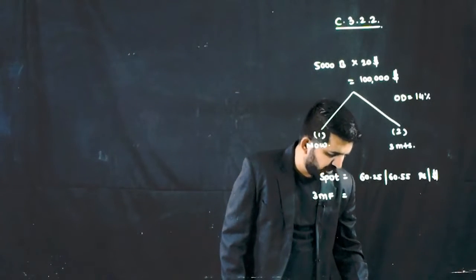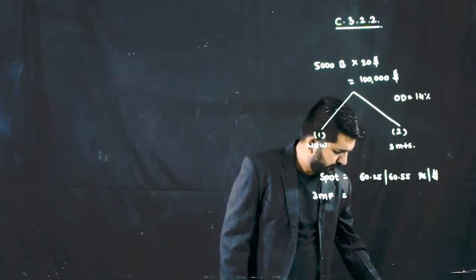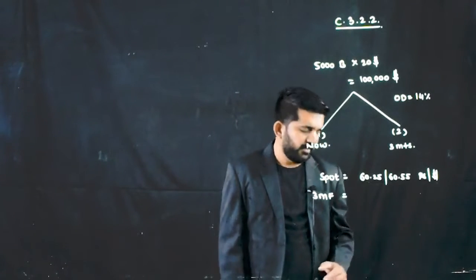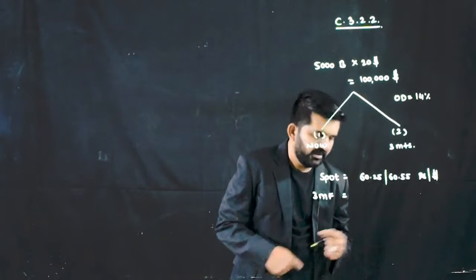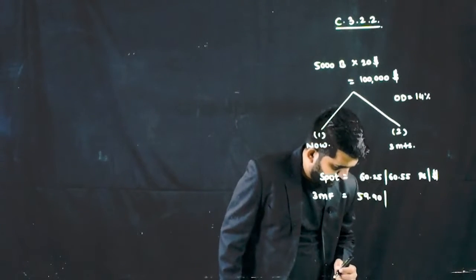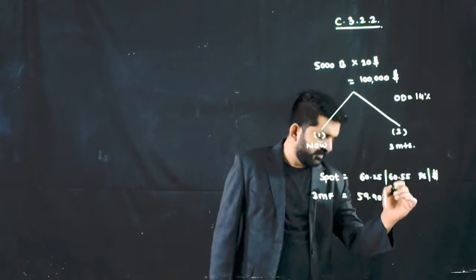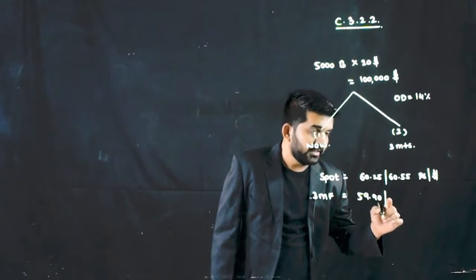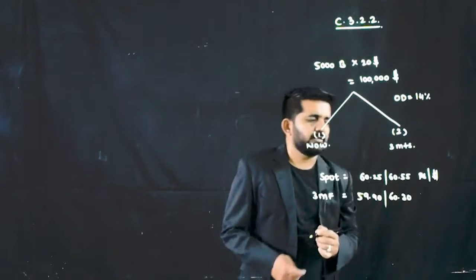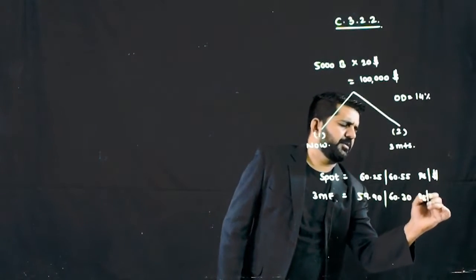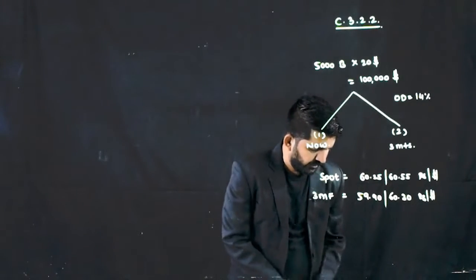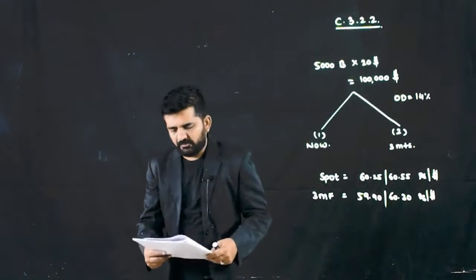So 60.25 minus 0.35 is 59.90. And 60.55 minus 0.25 is 60.30 rupees per dollar. These are 3 months forward rate. We are going to see which option is better.